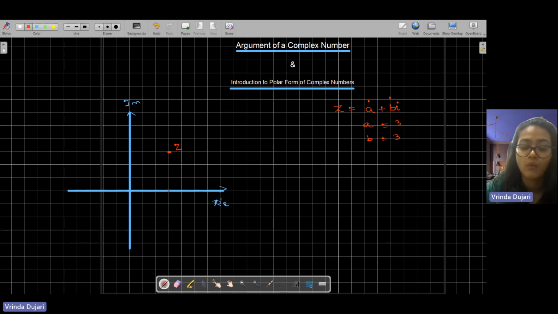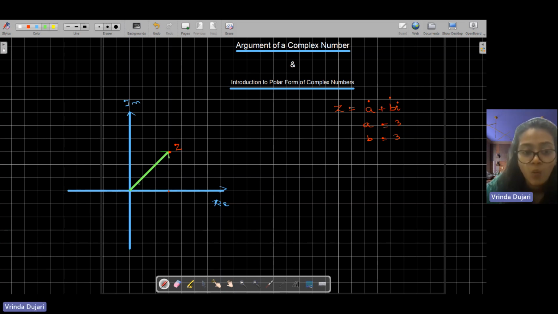Now there is one more way. There is another way of representing a complex number on the complex plane. Let's see what that other way is. Let's just say I am connecting this complex number with the origin. And now I don't know what the values of a and b are. Is there any other way that can fix this complex number in the complex plane?